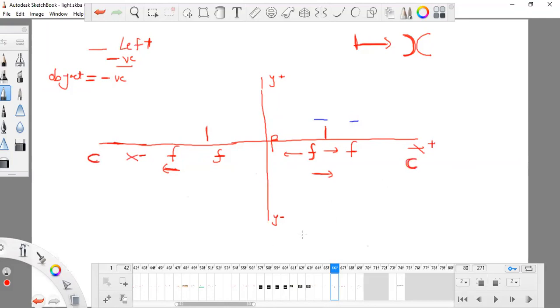The main thing I want to tell you is that for both types of mirror, concave or convex, the object should be placed on the negative side. Definitely the object should be standing here. The image can be formed at either side, upwards or downwards, depending upon the distance of the object, whether it is at infinity or at C, or what type of mirror you are using. But the object is always present at the negative side.